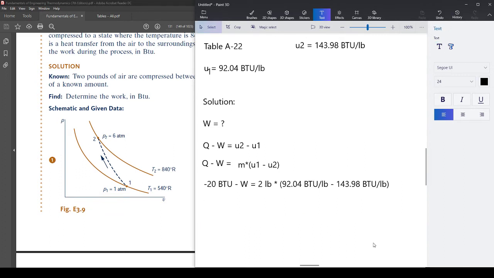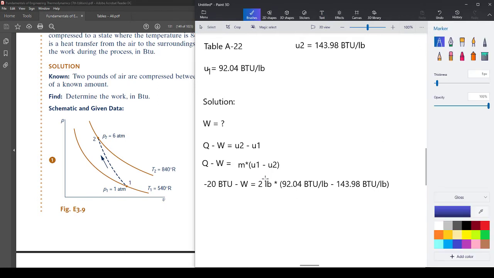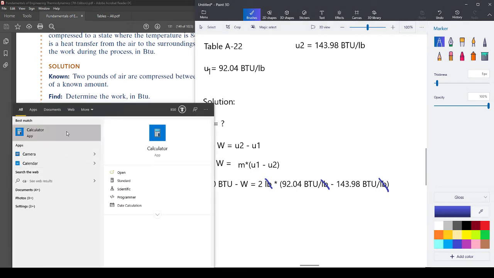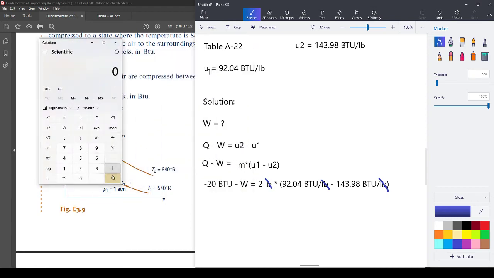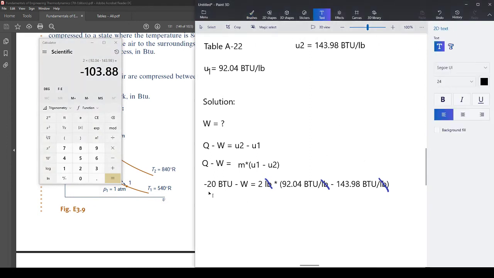So this is where we're at so far. When you multiply in the pounds here, you can just brush this. The pounds cancel here, and you're left with BTUs, right? And I will go ahead and pull up the handy dandy calculator. So we have 2 times the quantity of 92.04 minus 143.98. And so that right there should be that, and it's 2 times that. So it's 103.88. Okay, I think that makes sense.